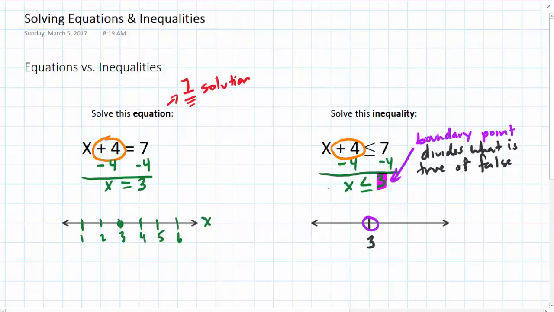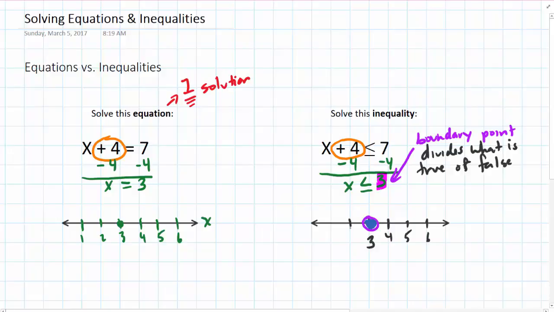First of all, we need to figure out, is 3 true? Is it possible for x to equal 3? Well, if x is less than or equal to 3, then 3 is true. That means we'll have a closed circle. Now, x is less than or equal to 3. So is it possible for x to be 4 or 5 or 6? No, because x is supposed to be less than or equal to 3. 4 is not less than or equal to 3.